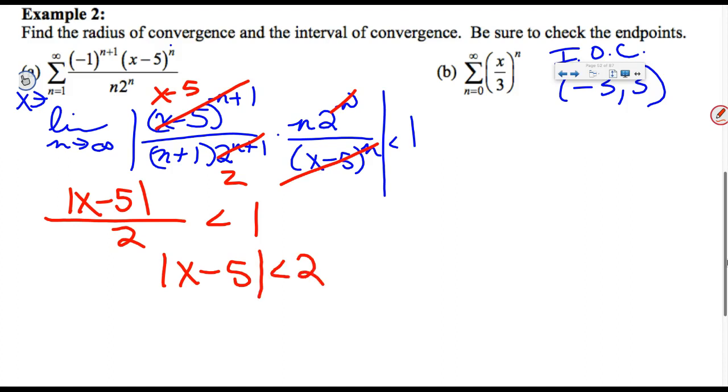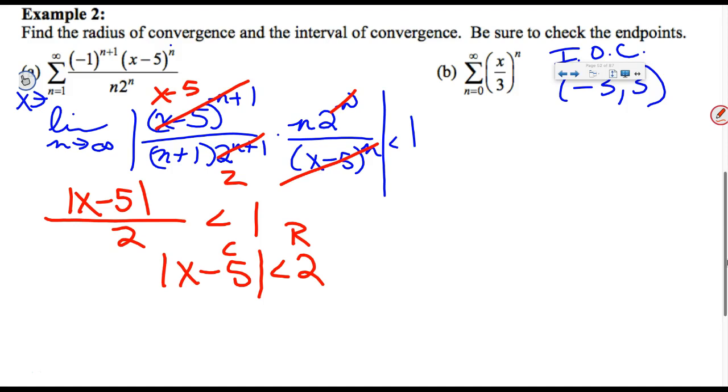Now let's talk about how you're supposed to think about this. What is the center? 5. And I want to be how many units from the center? 2. That's how you're supposed to think about it. I'm centering this at 5, and for convergence, I need to be within 2 of 5. And you're supposed to think, okay, 7 and 3.